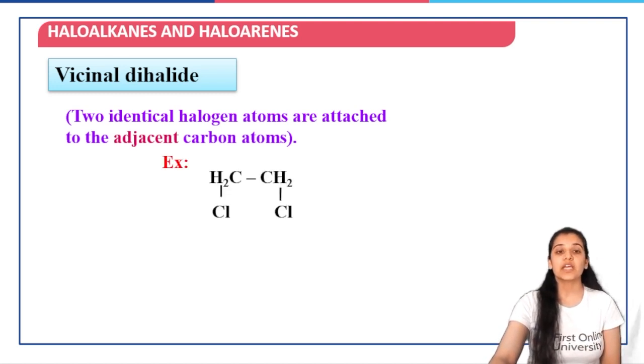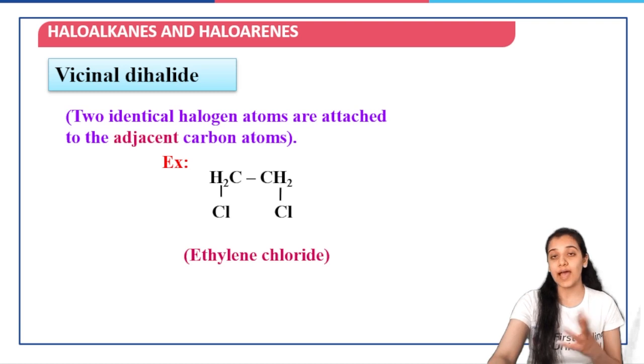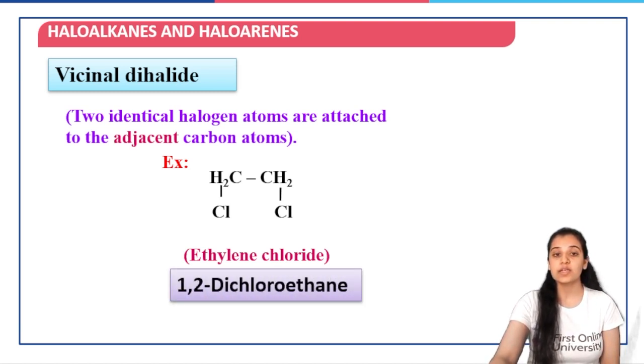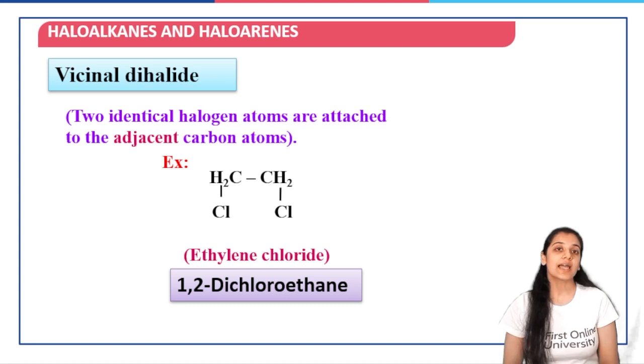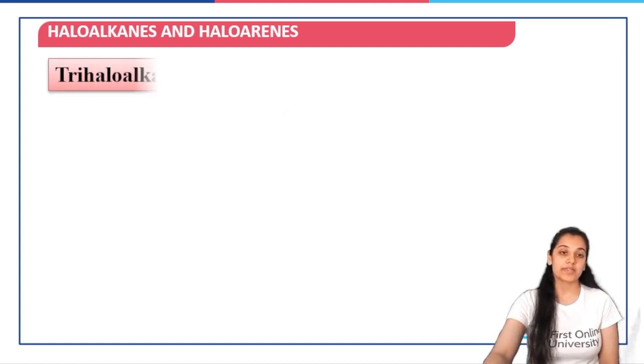For example, we can talk about 1,2-dichloroethane, which is also known as ethylene dichloride. So here we see that the 2 chlorine atoms are attached to 2 different carbon atoms which are adjacent to each other. Therefore, we call it a vicinal dihalide. So this concept of geminal and vicinal dihalide is very, very important to understand.